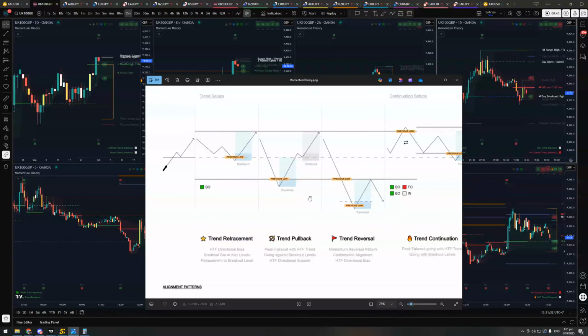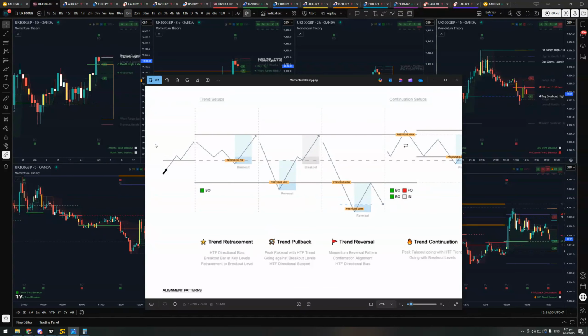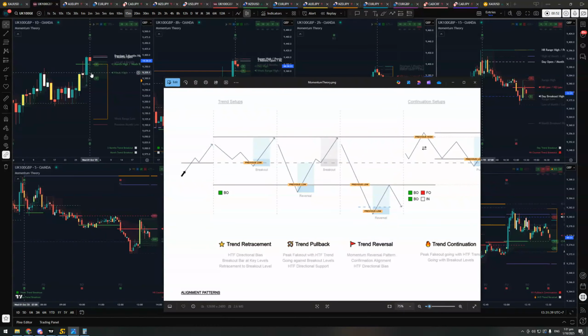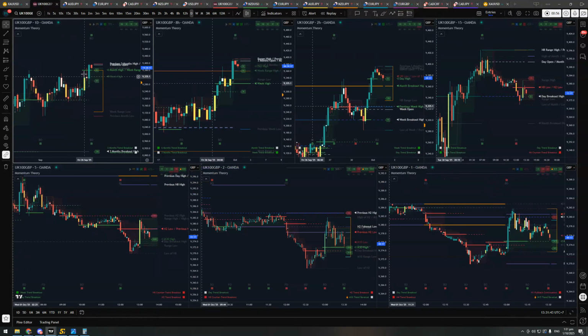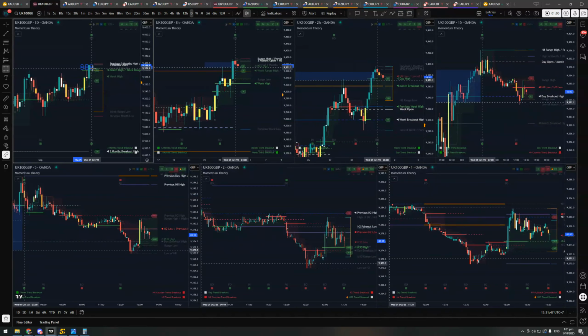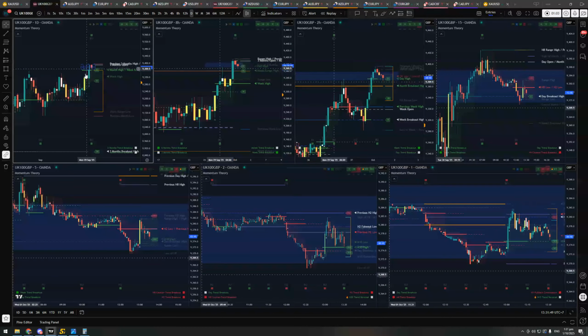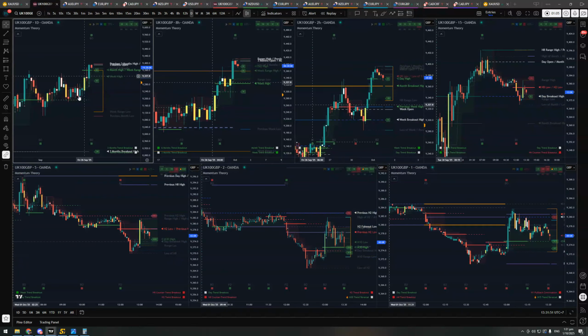What I'm looking for is higher time frame directional bias. We have that on the daily. Breakout bar at key levels. We have a breakout bar at the previous month high, week range high. Really nice one here. Also broke out above this bearish fake out. So this lets me know that we have traders who have their stops over here. So that's also a good sign that we've gone right above that.